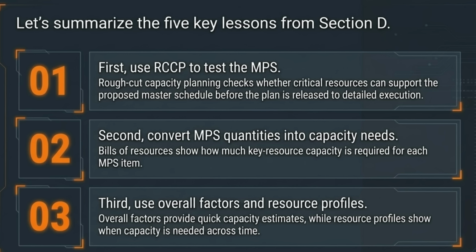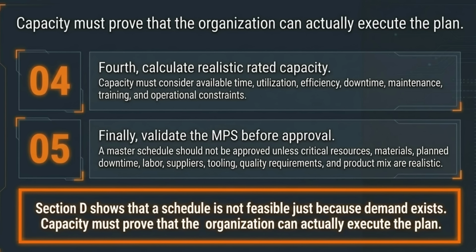Third, use overall factors and resource profiles. Overall factors provide quick capacity estimates, while resource profiles show when capacity is needed across time. Fourth, calculate realistic rated capacity. Capacity must consider available time, utilization, efficiency, downtime, maintenance, training, and operational constraints.